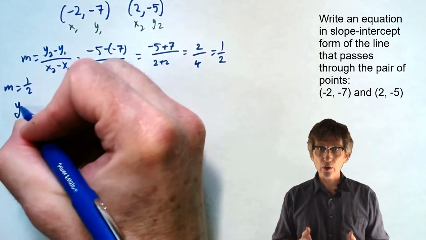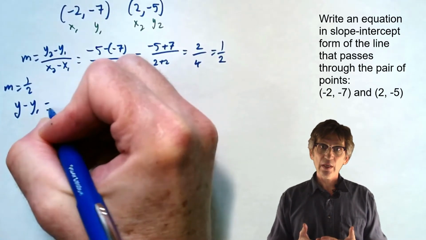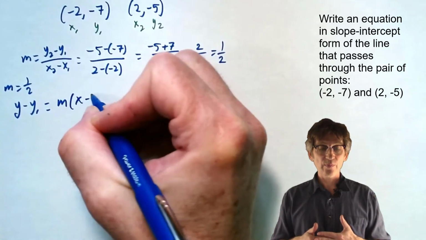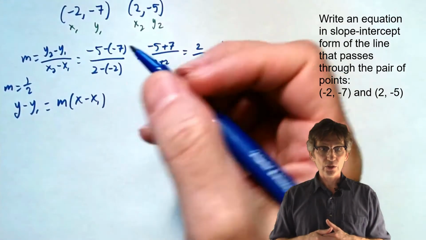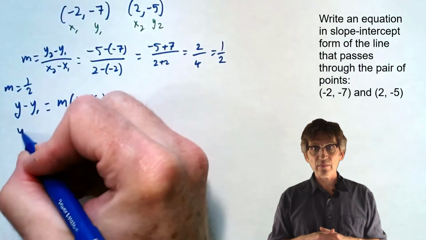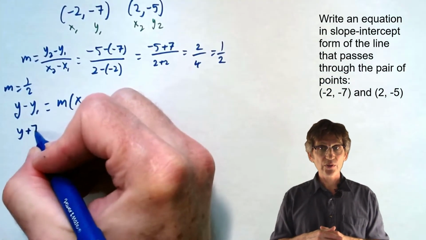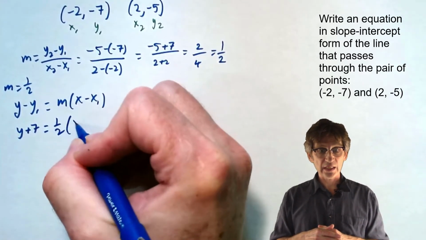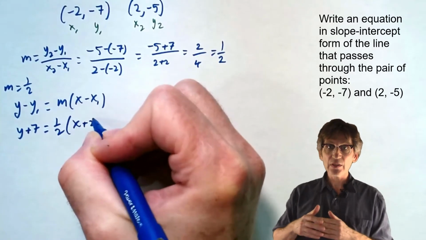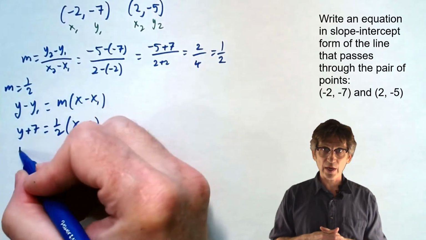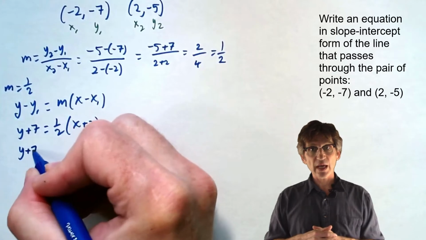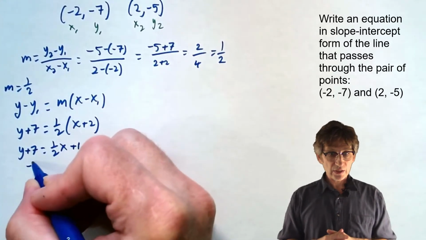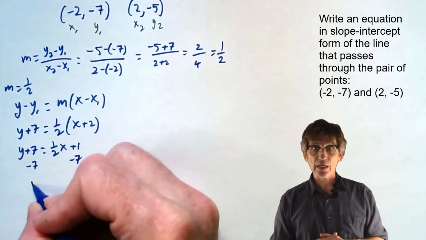Now that we know the slope, we can use point-slope form because we already have the ordered pair for a point. We use a slope. We write the equation. So y minus -7 becomes y plus 7 equals 1/2, which is m, the slope, times x minus -2, which is x plus 2. Simplify the right side by using the distributive property. y plus 7 equals 1/2 x plus 1. Subtract 7 from both sides of the equation, giving us y equals 1/2 x minus 6.